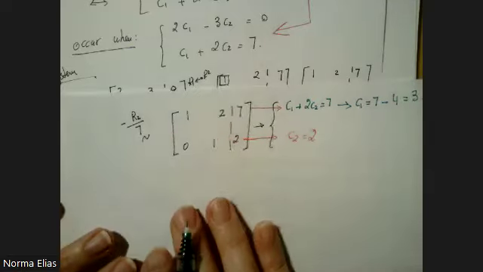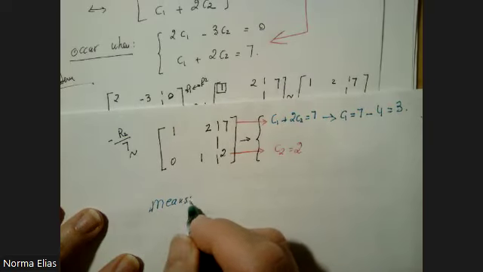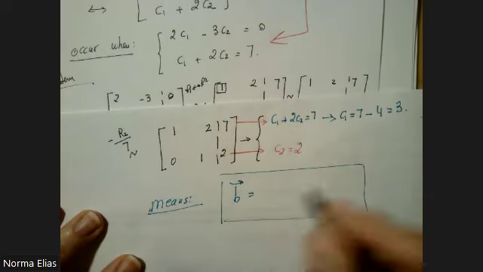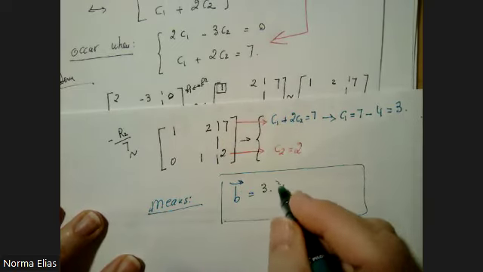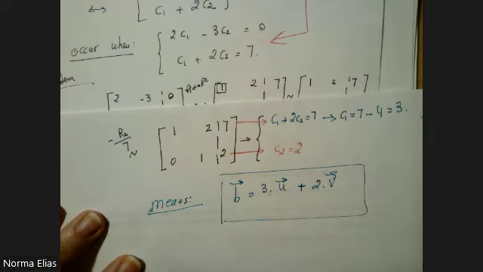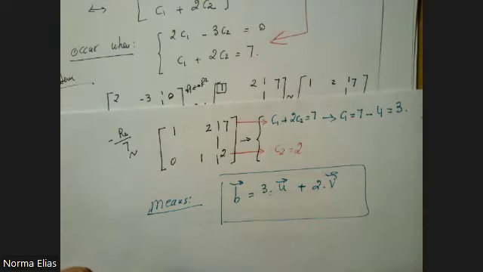So this means that the vector b can be written as 3 times u plus 2 times v. These are the weights I am solving for. Okay. Let us analyze what we did and a little bit of terminology after that. So let us really analyze the situation. Any questions so far?